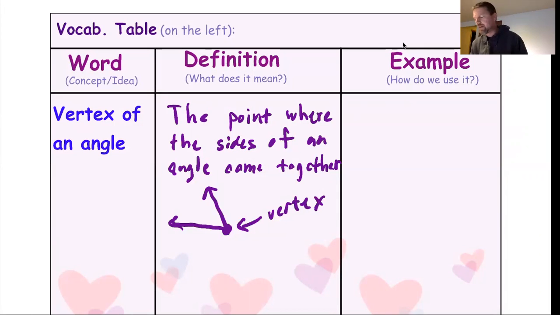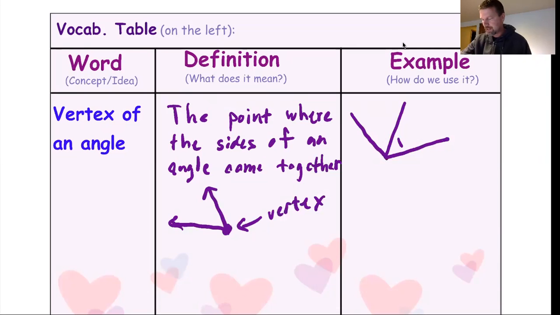All right. Example, how do we use it? We use the vertex when we're naming an angle. So there's lots of ways to name an angle. One way is there might just be a number in here. Like if I had this angle here and I put a 1 there, let's add another angle here and add a 2. Then I could say, hey, angle 1 is this one right there, and angle 2 is that one right there. Naming angles by numbers is one of my favorite ways of naming angles.